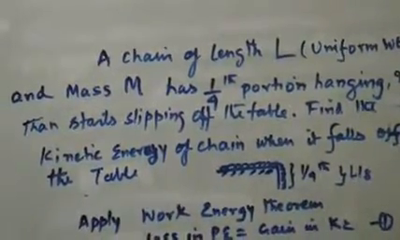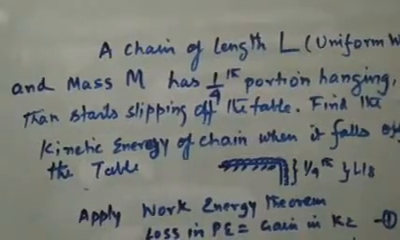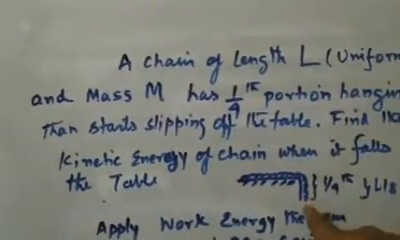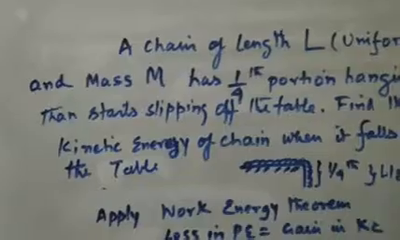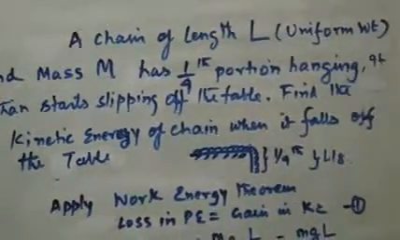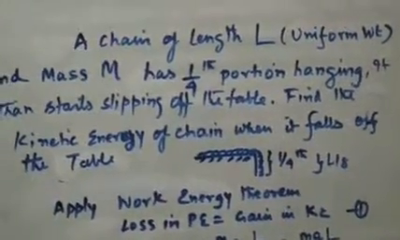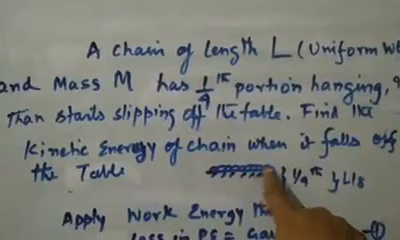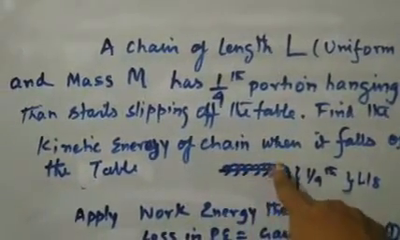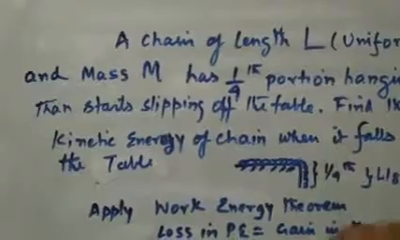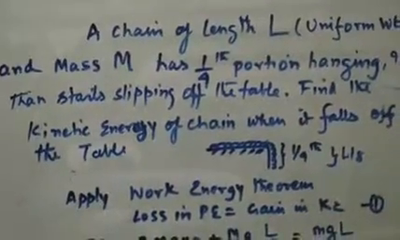It then starts slipping off the table. At this instant, when it is hanging 1/4, it starts slipping down. Find the kinetic energy of the chain when it falls off the table. Find it when it completely, this point comes here and it is just falling. At that instant, find its kinetic energy.